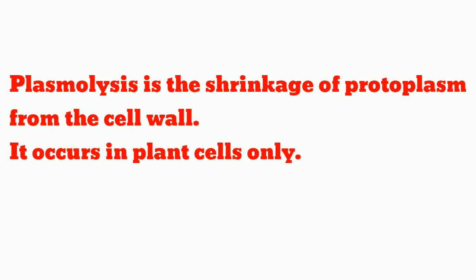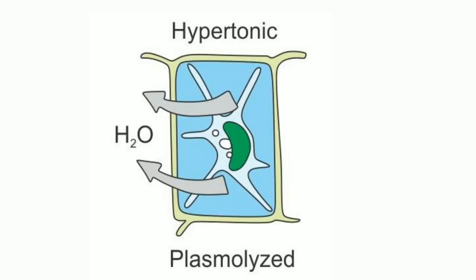Plasmolysis is the shrinkage of protoplasm from the cell wall. It occurs in plant cells only. As you can see in the picture, when a plant cell is placed in a hypertonic solution, the cell loses water, hence it shrinks in size, leaving behind a cell wall. This phenomenon is called plasmolysis.